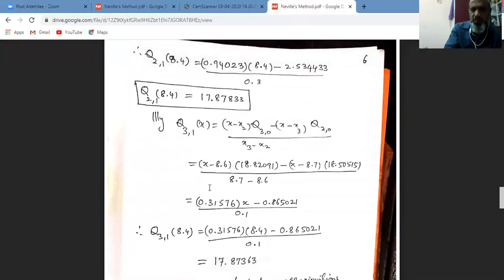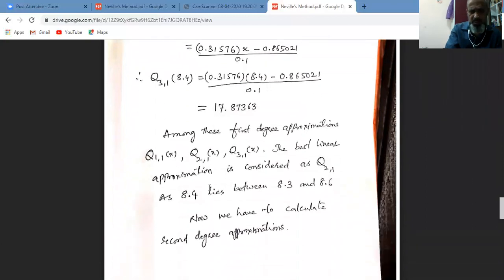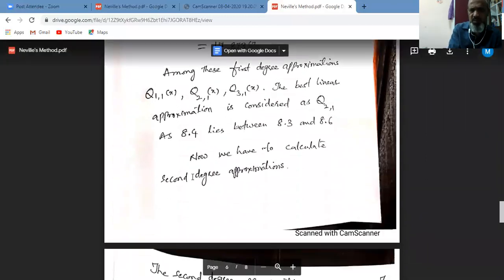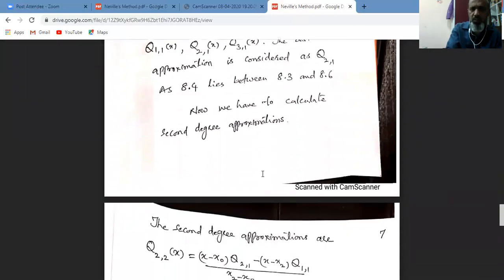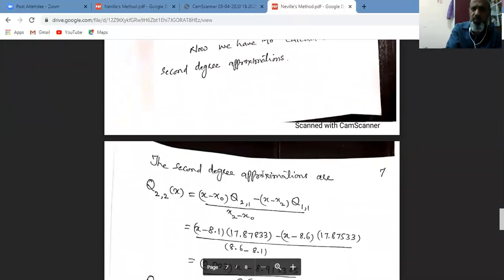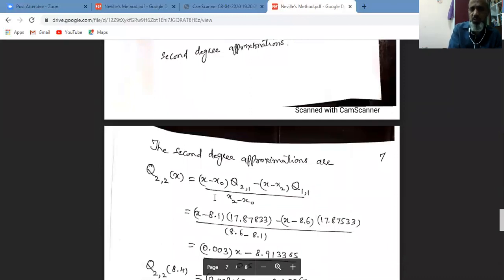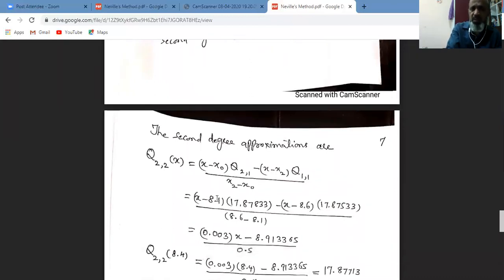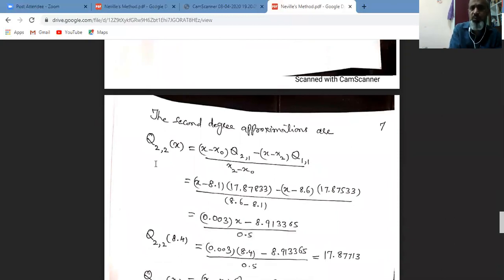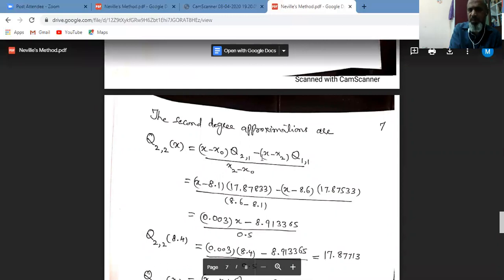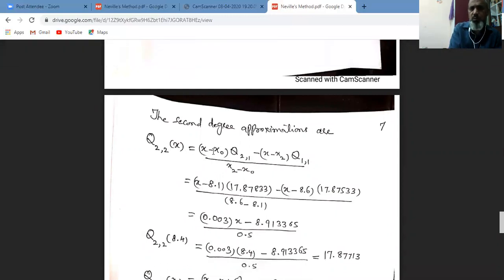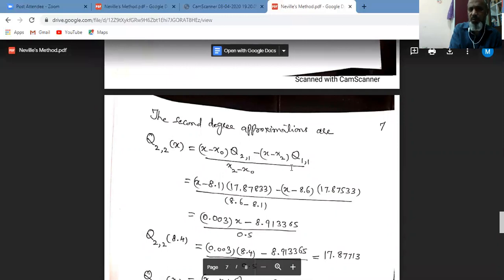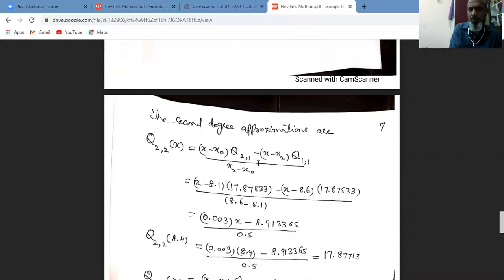Now again we have to determine second degree and third degree approximations. Now we have to calculate second degree approximations. How to calculate second degree approximations? q22, q32 are called the second degree approximations. So how to determine q22? If you substitute i is equal to 2, j is equal to 2, we will get q22. So in place of i and j, we are substituting 2, so we will get the function q22(x) is equal to ((x minus x0) q21 minus (x minus x2) q11) by (x2 minus x1).